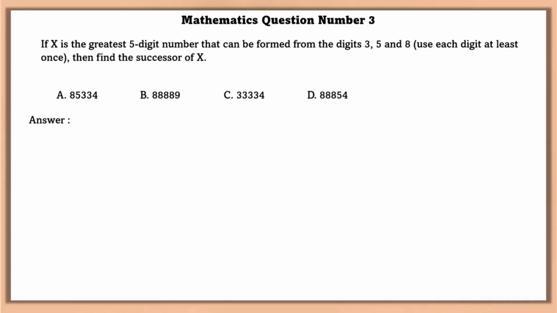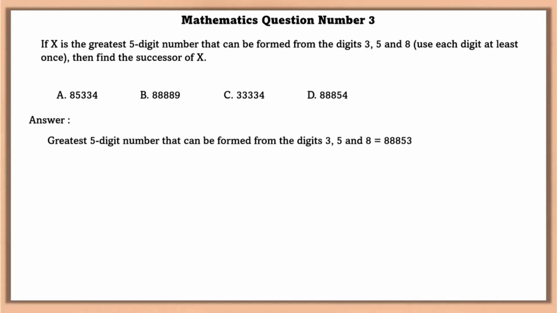Mathematics question number 3. If x is the greatest 5-digit number that can be formed using the digits 3, 5 and 8 using each digit at least once, then find the successor of x. The greatest 5-digit number that can be formed using the digits is 88,853. Successor of that is 88,854.